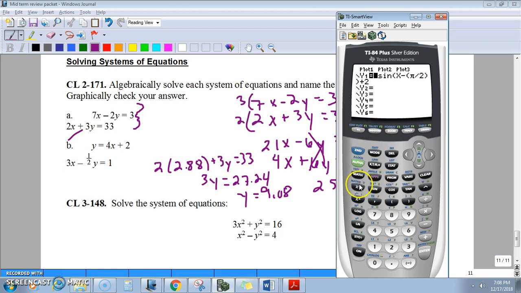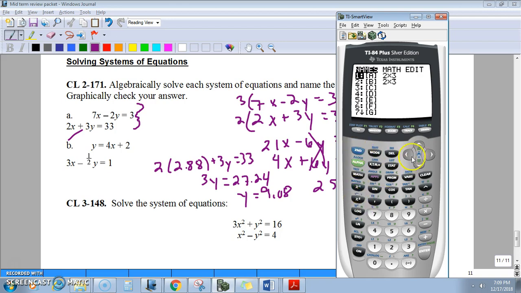So I'm going to go into the matrix. I'm going to edit. We have 2 by 3. That's perfect. And it's 7, negative 2, 3, enter, negative 2, enter, 3, enter. And then the second equation, the bottom equation is 2x, but I just put the 2, 3y, but I just put the 3, and then 33. And then I have to quit.